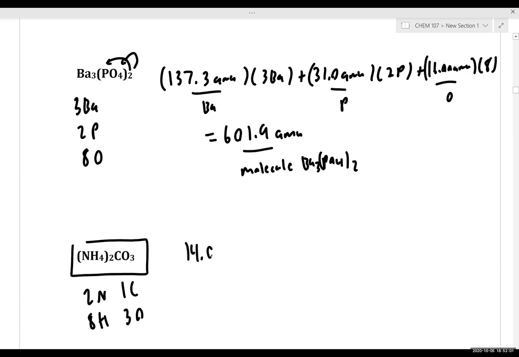So we know nitrogen has a mass of 14 AMU per nitrogen atom, and we have 2 nitrogen atoms. Hydrogen, we have 1.00 AMU per hydrogen atom, and we have 8 hydrogen atoms.